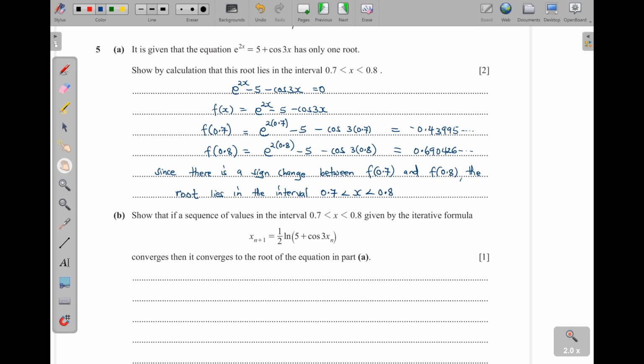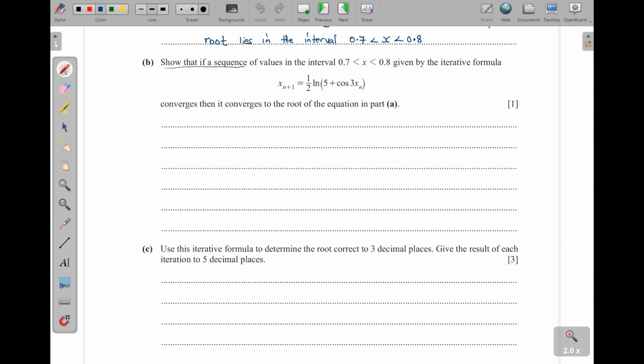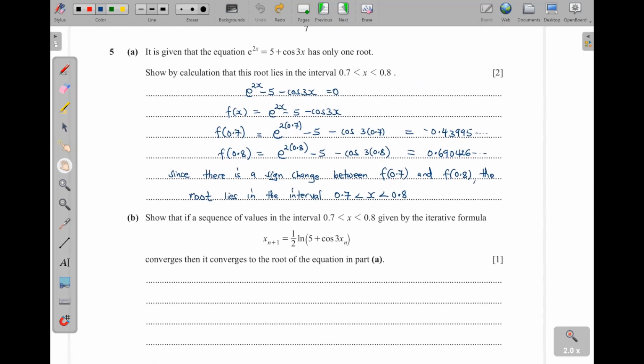As simple as that. Part B, show that if a sequence of values in the interval, this one given by the iterative formula, this one converges, then it converges to the root of the equation in part A. You just need to rearrange this one that is given to get what is in part A here. Rearrange this to get this one here, okay?